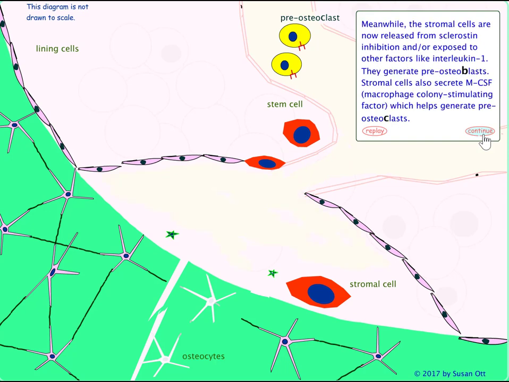Meanwhile, the stromal cells are now released from sclerostin inhibition and/or are exposed to other factors like interleukin-1. They generate preosteoblasts. Stromal cells also secrete macrophage colony-stimulating factor, which helps generate preosteoclasts.